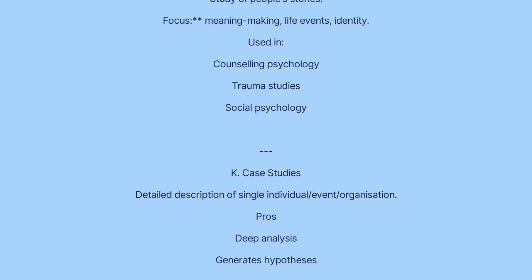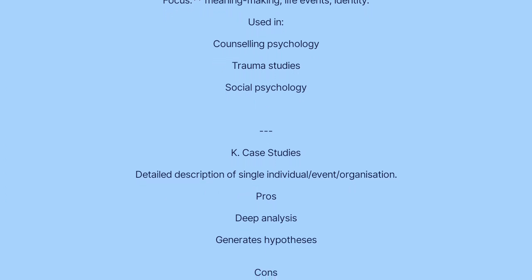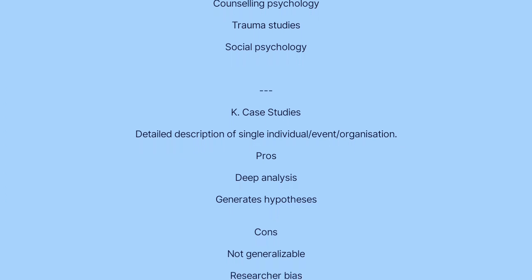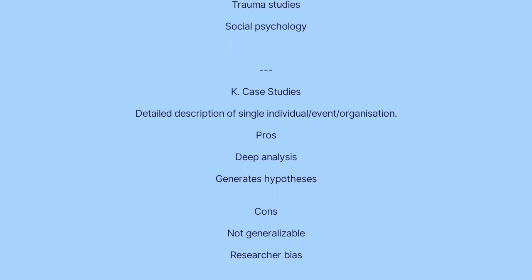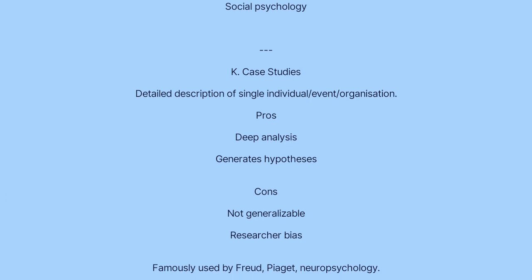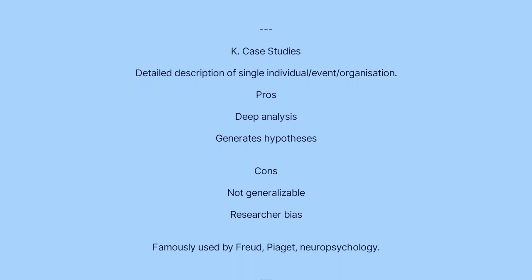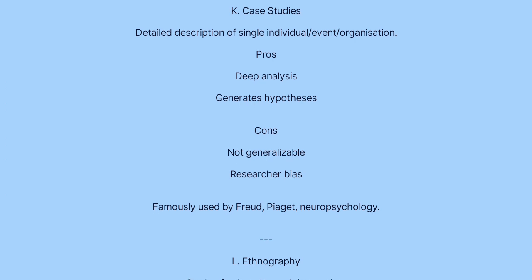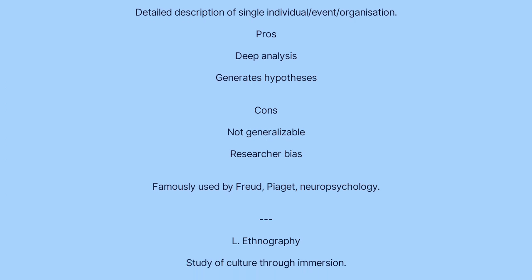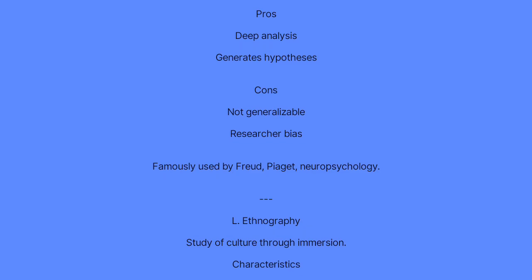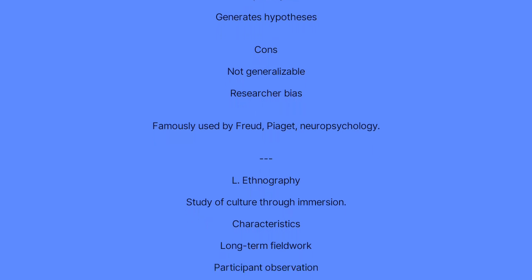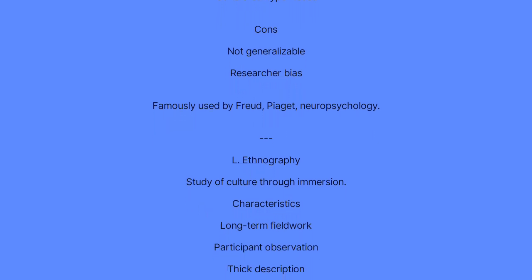Next is case studies. The case study, what happens here? Detailed description of a single individual, event, organization. The process is deep analysis, generate hypotheses. The cons are that it is not generalizable. We cannot generalize to everybody. And researcher bias. Famously used by Sigmund Freud, Piaget, neuropsychology.